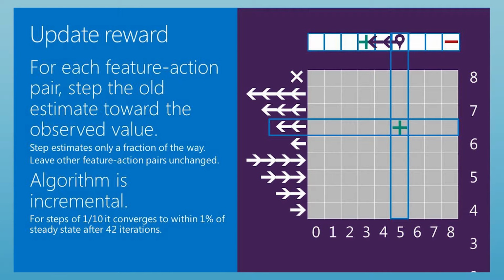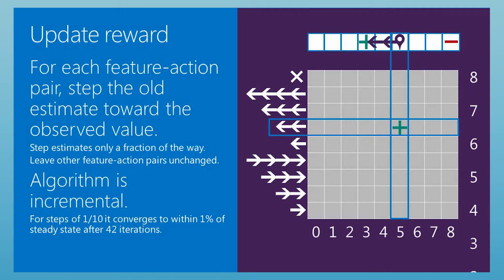The first step that we talked about was updating the reward. So for each feature action pair, we want to take the estimate and step the old estimate toward the observed value. Now we only step a fraction of the way. This allows us to filter out the effects of variability and noise, or to filter out stochastic processes. And it's also important to note that all the other feature action pairs are unchanged. It's only the one that's currently active.